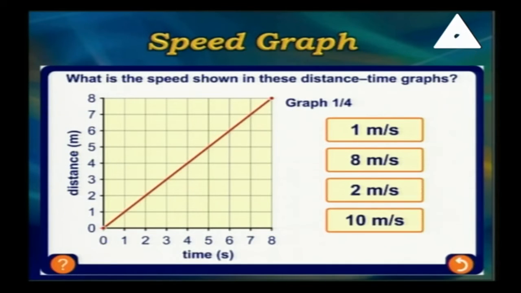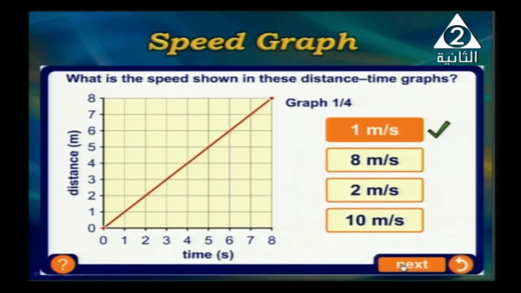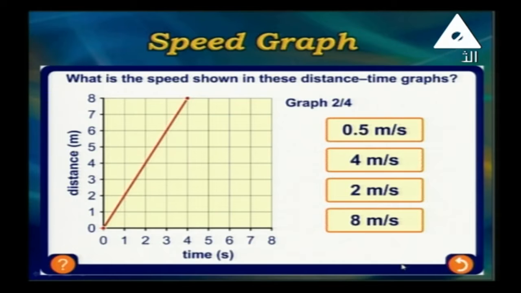After that, we have the speed graph. How can you calculate the speed from a distance-time graph? The speed is shown in this distance-time graph. How can you calculate it? From the gradient, from the slope: 8 divided by 8 is 1 meter per second. Next, we have another one: 8 divided by 4. It means 2 meters per second, right?